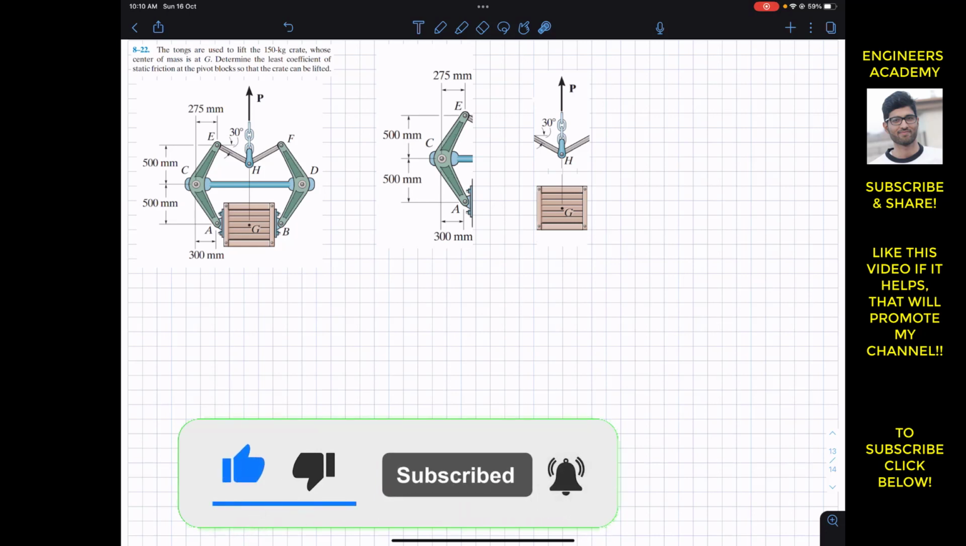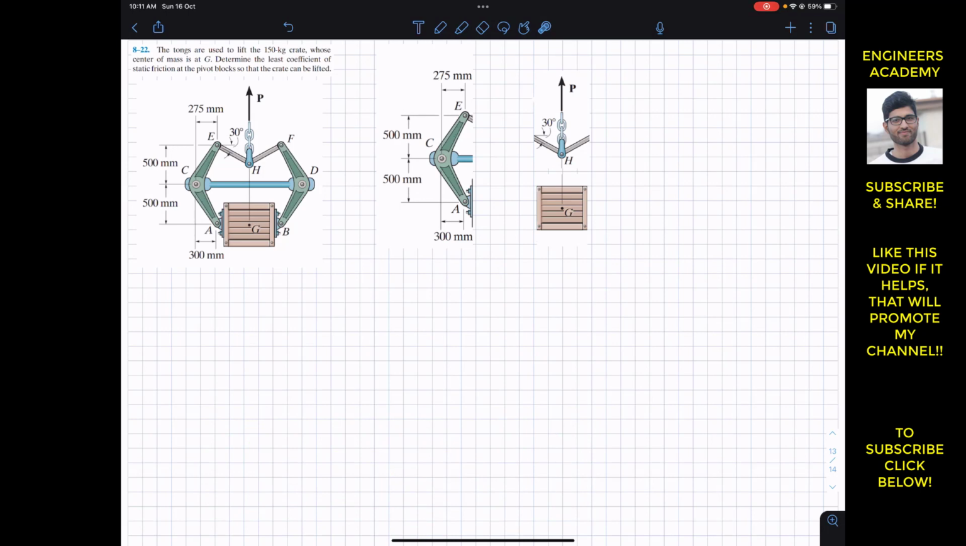Now we are going to solve this problem which says that the tongs are used to lift a 150 kg crate whose center of mass is at G. Determine the least coefficient of static friction at the points of contact, the blocks, so that the crate can be lifted.